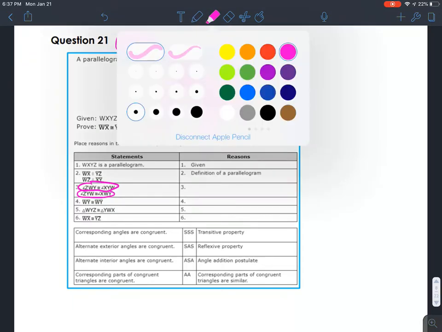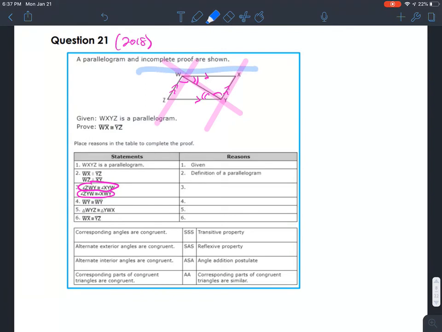So in that case, we are referring to parallel line, transversal. In both cases, those are the alternate interior angles. Alternate interior angles are congruent when you got parallel lines. In class, we would just say the alternate interior angle theorem.